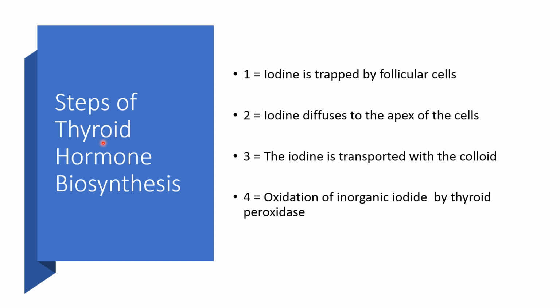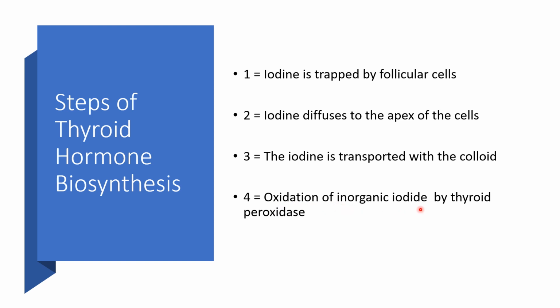Now, steps of thyroid hormone biosynthesis. The first thing that will happen is iodine will be trapped by follicular cells, where that iodine is needed. Iodine will diffuse to the apex of the cells after being trapped. The iodine is transported with the colloid.